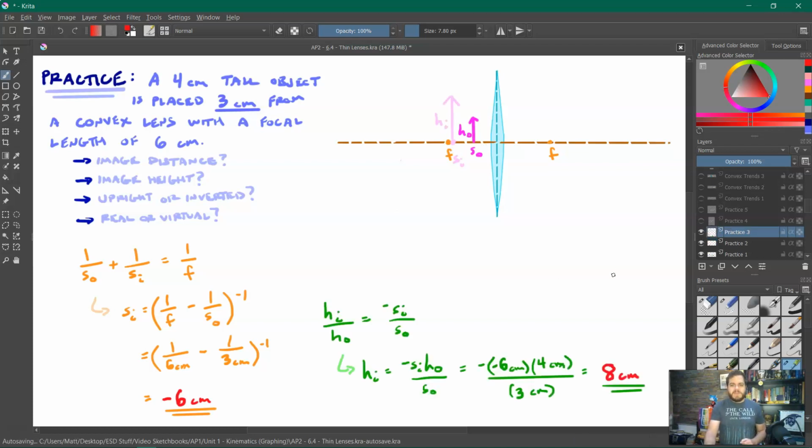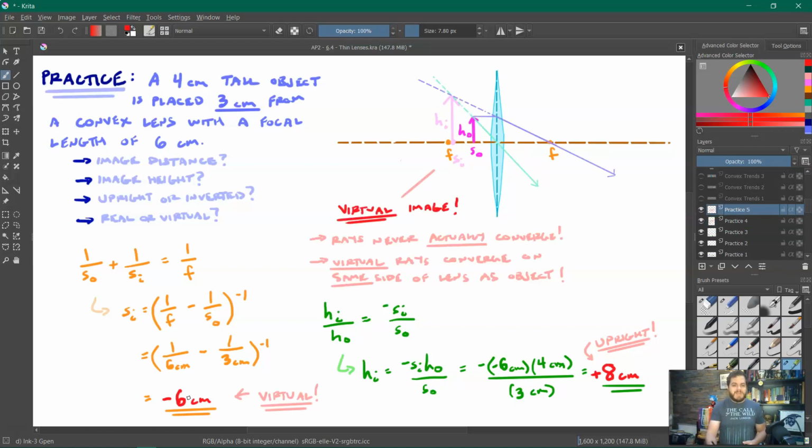And now to solve for the image height, we go ahead and use our magnification equation. We stick everything in. Now, one thing to keep in mind here is that this has changed and this has changed, both in this equation. So we have minus times negative 6 for the image distance times 4 for the object height over 3 for the object distance. And we get an image height of 8 centimeters. And this is positive, so that tells us it is an upright image. And we should go ahead and know, okay, if it's upright, that means it must be a virtual image. And this is in fact the case because it is a negative image distance.